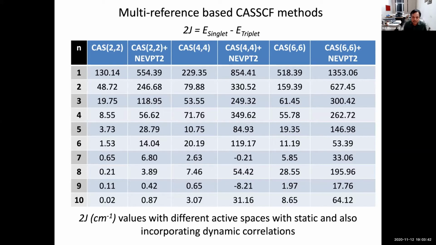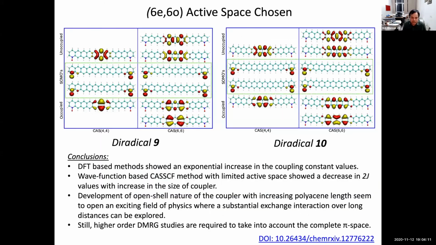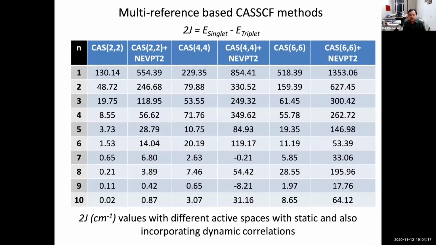So these are quite reliable calculations. But what we observe here is that in this calculation, we don't see that exact exponential increase, but it indicates a high J value with the large length. So this calculation is quite limited by the active space.